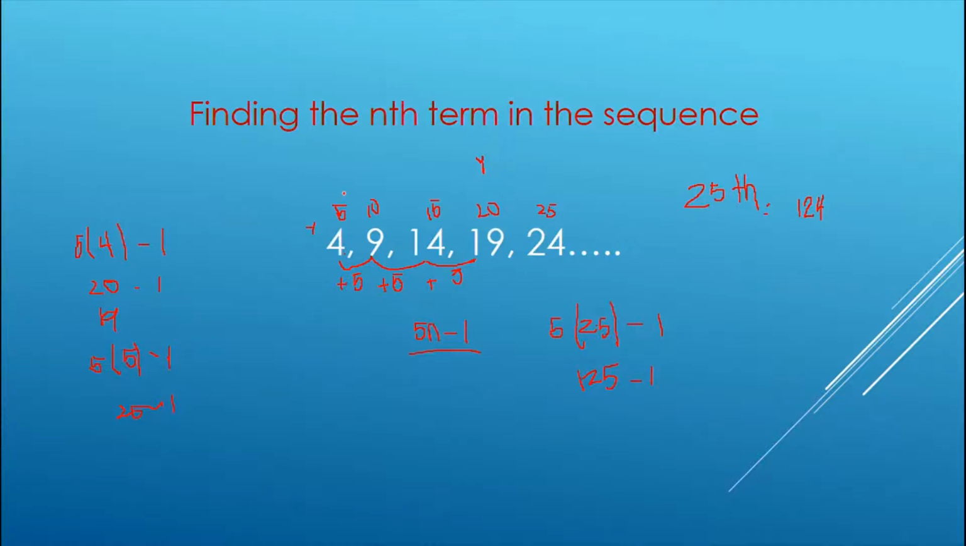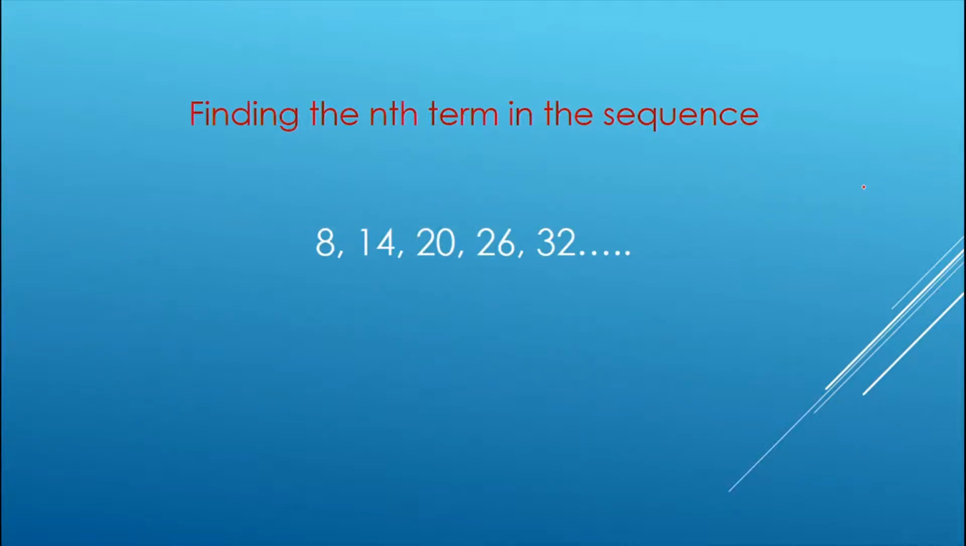So that's it. Okay, so we don't need to go through a step-by-step process to get to the 25th term. All we have to do is identify our formula for the nth term to find the answer. You can also find the 30th term, the 40th term using our formula here, 5n minus 1. Okay, next, how about this one?